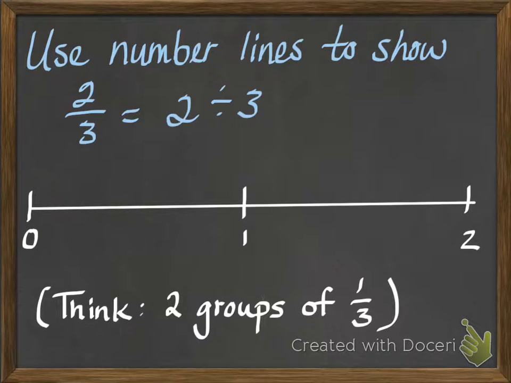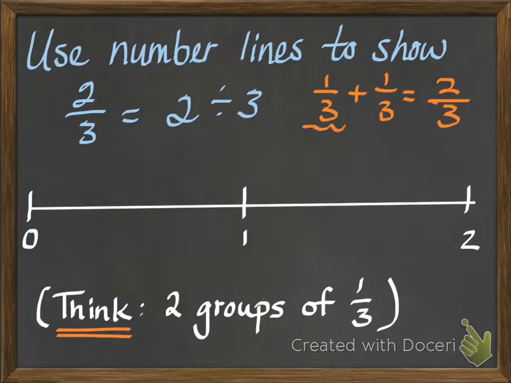I'm going to use a number line to show 2/3 equals 2 divided by 3. Now there's a couple different ways to do this. I can think that 2/3 is really 2 groups of 1/3. I know that because 1/3 plus 1/3 equals 2/3. So I can show 1/3 and then show another third, and that's going to show me where 2/3 is.